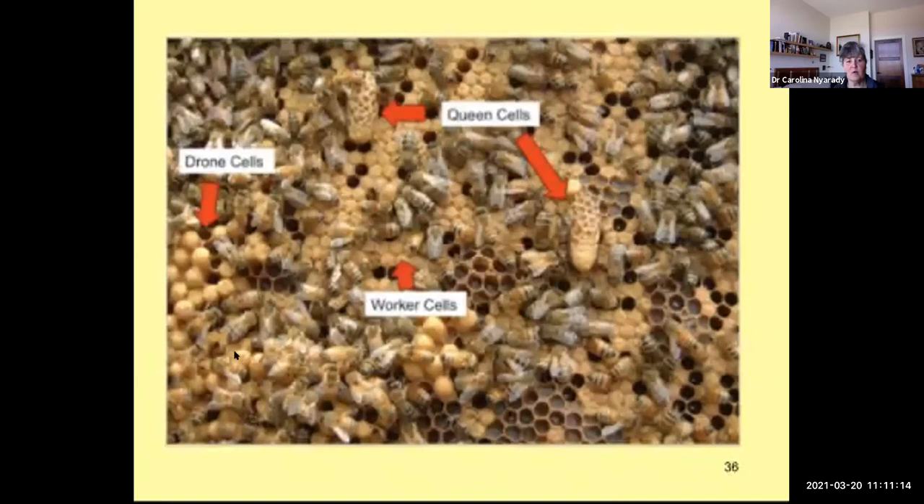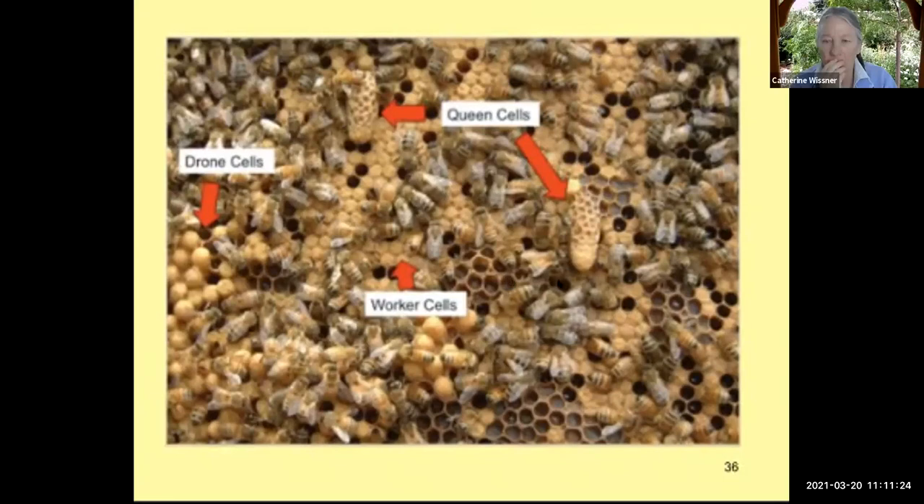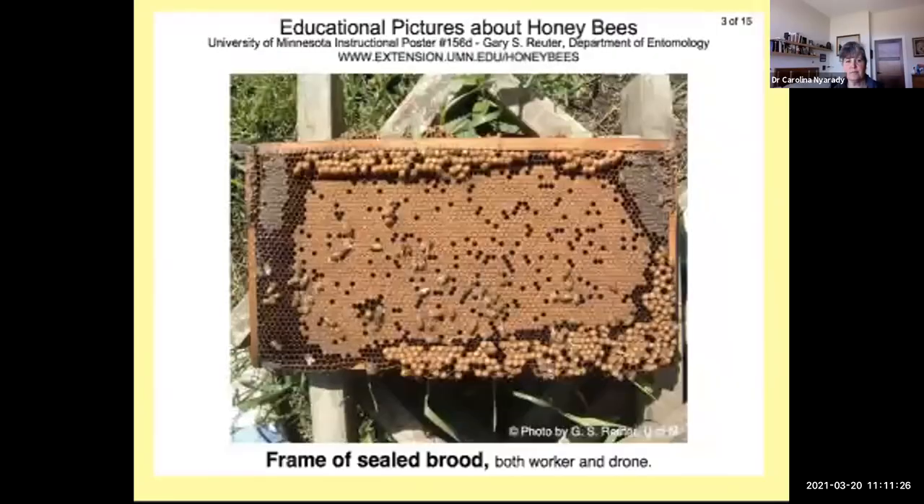Right, there's one there, and now, of course, you'll see some queen cells being developed. You have one here, you have one here, and so they're very easy to distinguish. Let's look at another now without any bees on there, right?